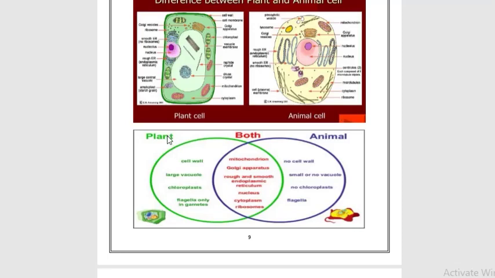A plant cell has a cell wall, large vacuoles, and chloroplasts to facilitate photosynthesis. An animal cell has no cell wall, small vacuoles, and no chloroplasts.